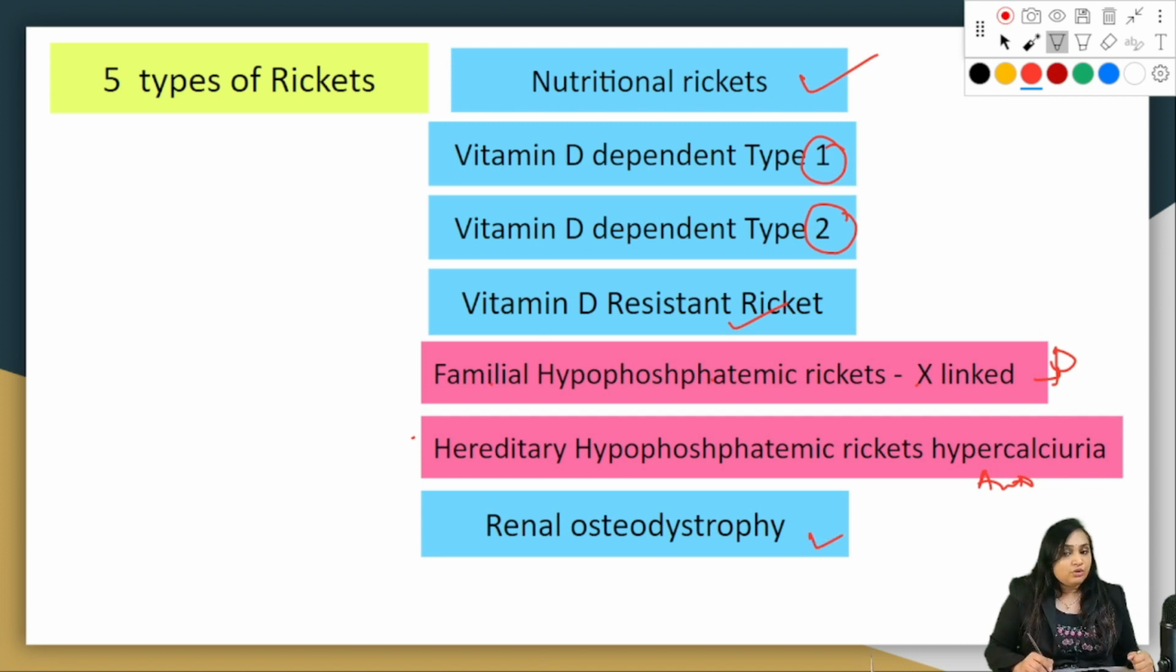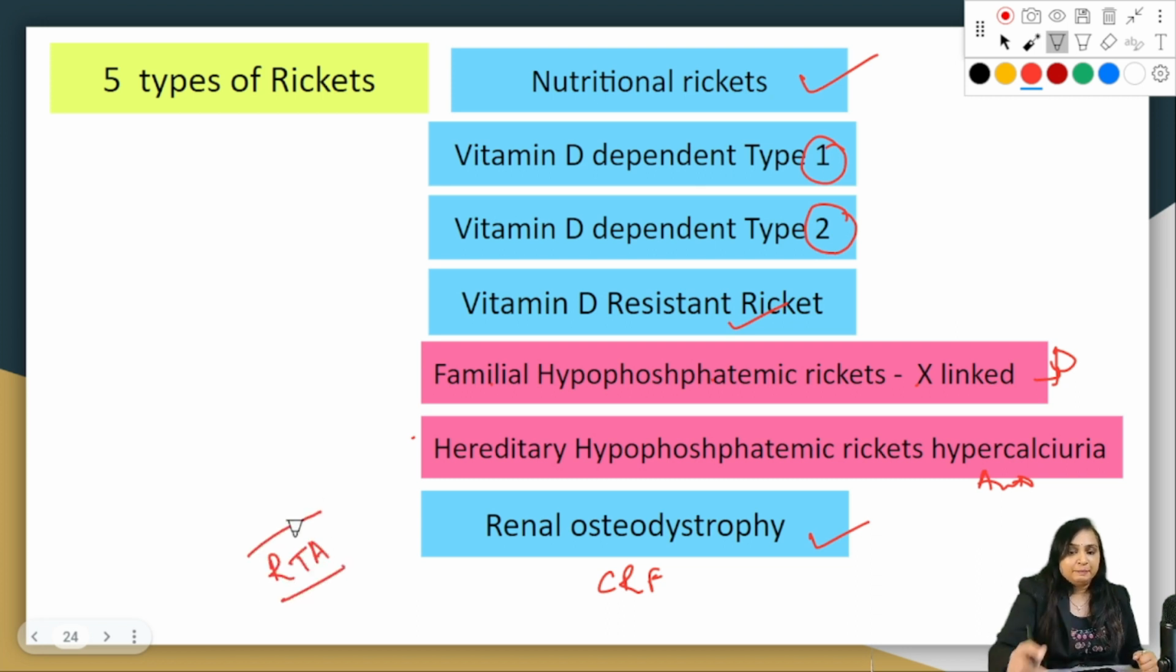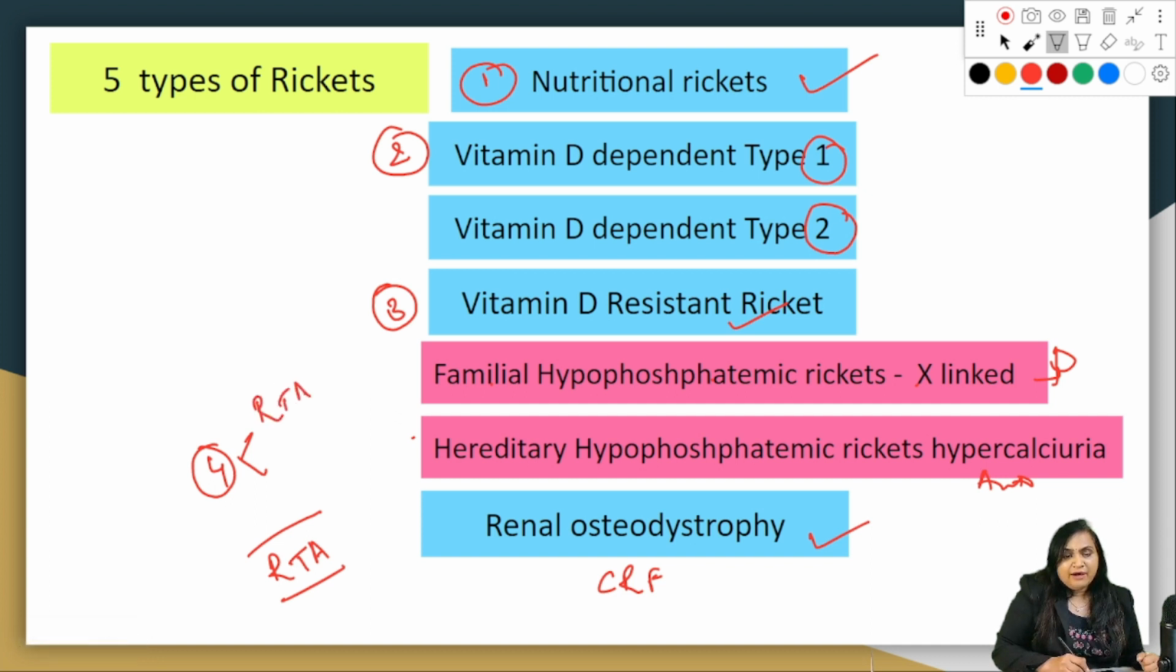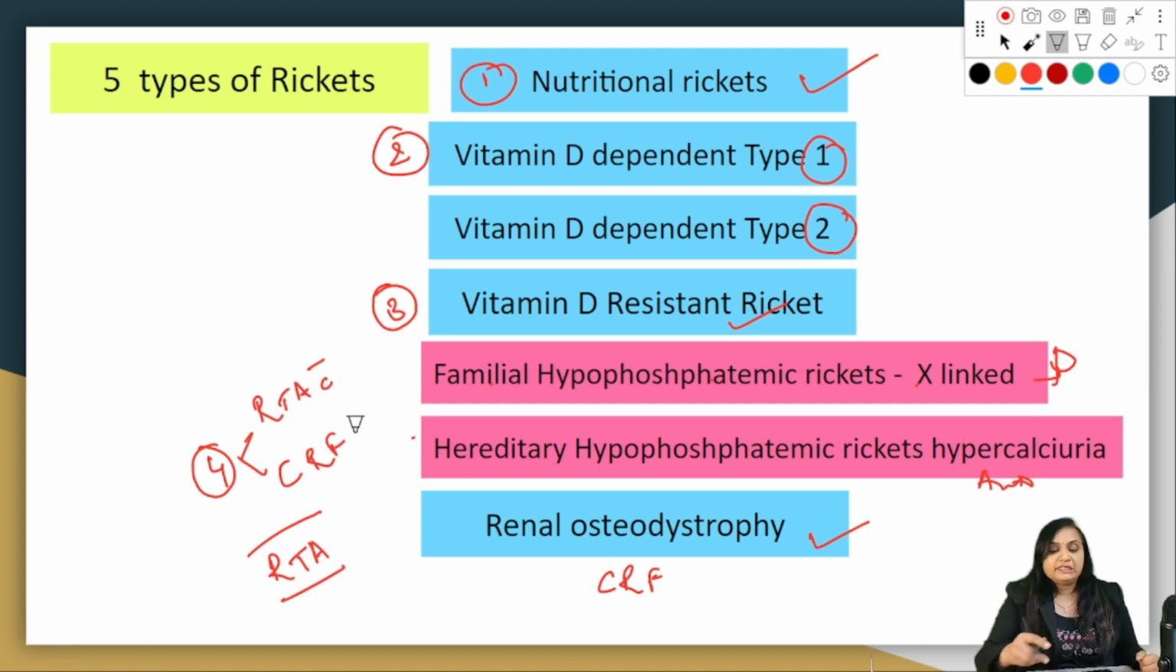And there is renal osteodystrophy, CRF, as well as one more, which is rickets seen in children with RTA. Type 1, type 2, type 3 and type 4 will be renal rickets. We will have RTA with rickets, as well as rickets which is seen in patients who are suffering from chronic renal failure.